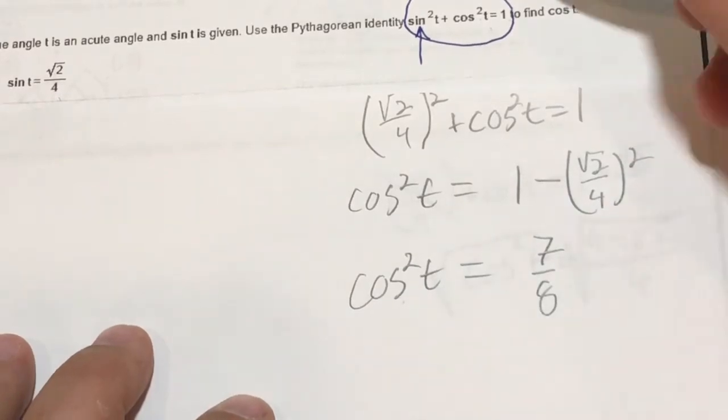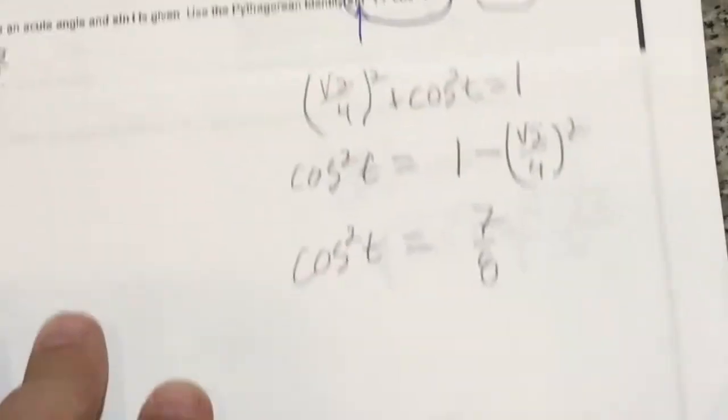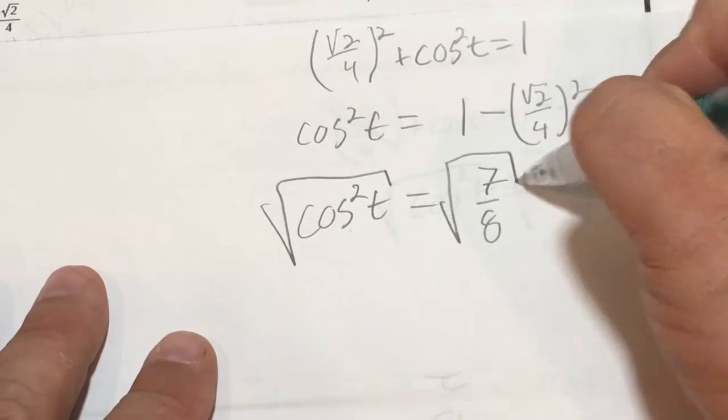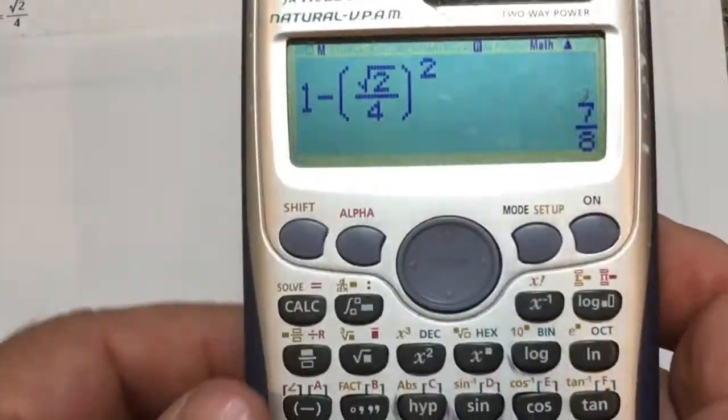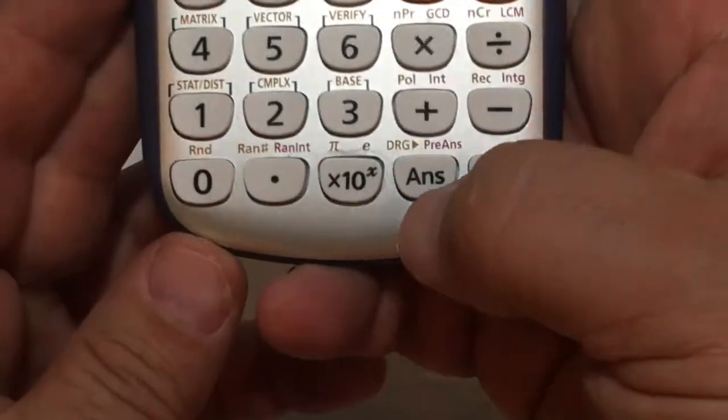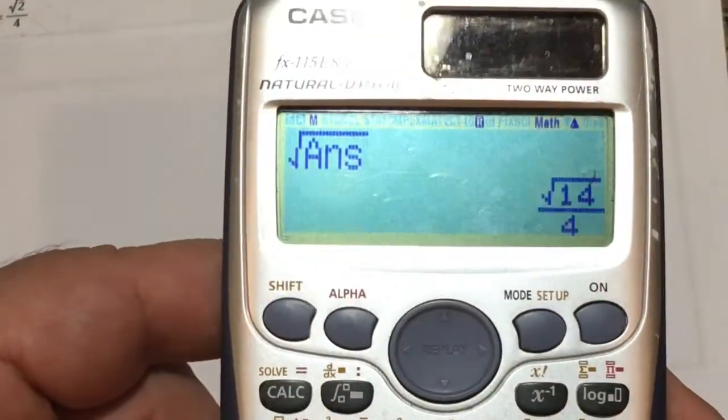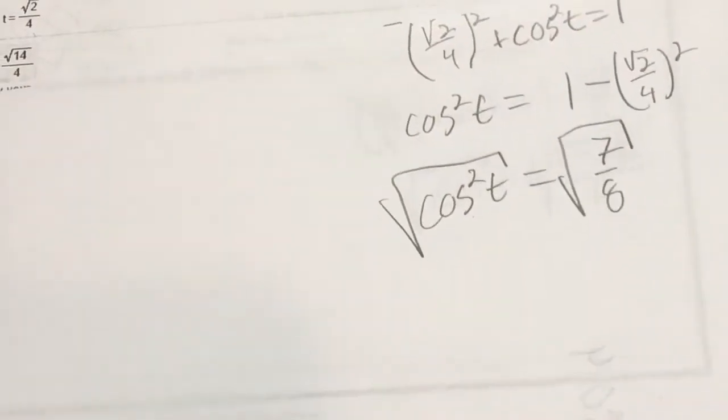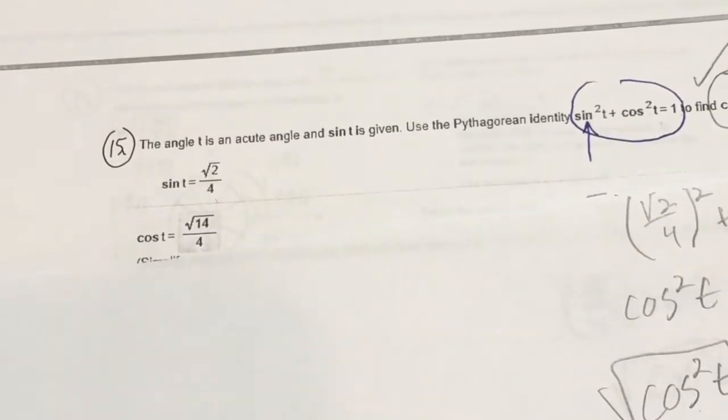But they just want me to find cosine. They don't want me to find cosine t. They just want me to find plain old cosine. So what I need to do is square root both sides. So I'm going to square root my answer. While it's still there, I hit square root, and I type in answer, and hit enter, and root 14 over 4. And notice, that's my answer. Root 14 over 4. It worked out pretty nicely using the calculator.